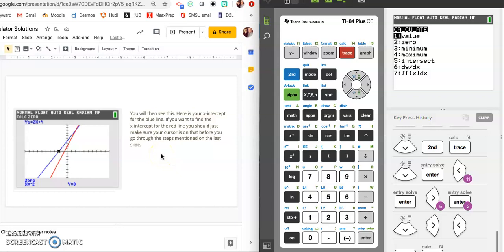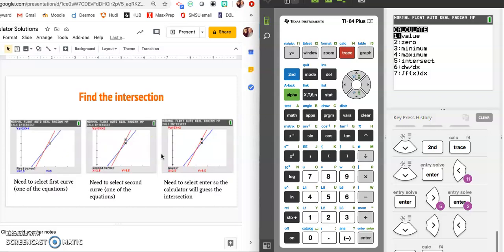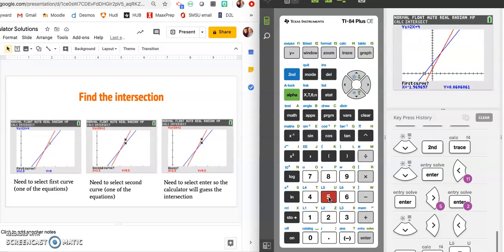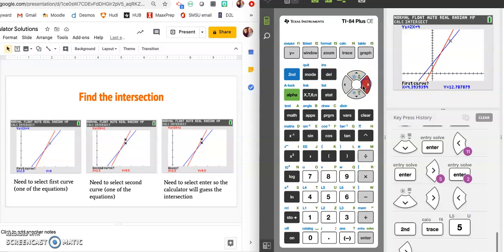But the main one that we want to do is we want to find the intersection point. And so it's very similar to what we just did. So if I select number 5, because that's what intersection is, it wants you to select the first curve, which is just the line. So you're going to have 2 different lines because that's what makes the intersection. So you can either select the blue line or you can select the red line. So it doesn't matter which one you select, it also shows you which line you're on in the colors if you have one of the newer calculators.